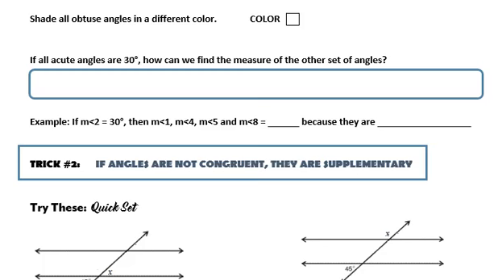Okay, moving on to trick 2. For trick number 2, I'm going to switch colors now. I'll switch colors to green. You switch to your other color also. And this one says shade all obtuse angles in your different color. So what I'm going to do is I'm going to go back up to the top. So let me scroll back up to the top.